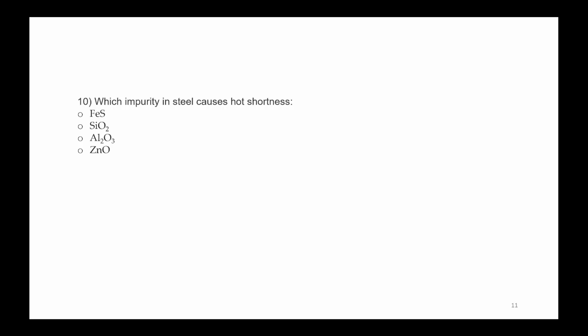The last question is, which impurity in steel causes hot shortness? Your options are FeS, iron sulfide, SiO2, silica, Al2O3, alumina, and zinc oxide, ZnO. So your answer will be FeS. When your steel contains some amount of impurity in the form of sulfur, it will form FeS, which is a eutectic, and it will have a lower melting point, leading to hot shortness.